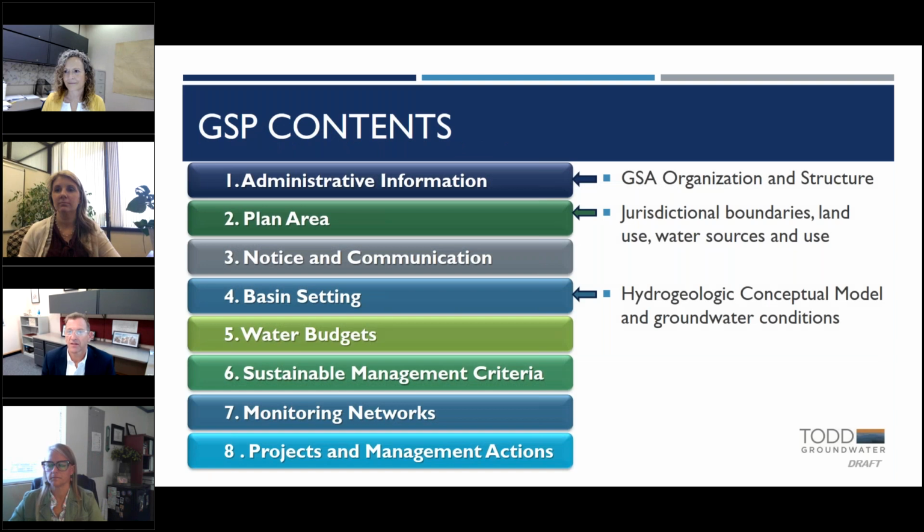The chapters we've released so far are actually 1, 2, and 4. And as of Monday night, Chapter 5, the water budgets, was released, but we're going to have a separate presentation on that to delve a little bit deeper. So: GSA organization structure, jurisdictional boundaries, and hydrologic conceptual model and groundwater conditions. These are the first things we've done. They set the foundation for our future management actions that will help us manage the basin sustainably and, as was asked earlier, protect important drinking water supplies.